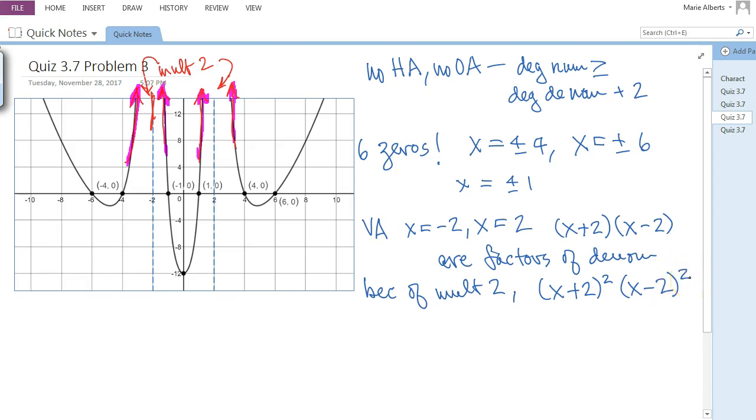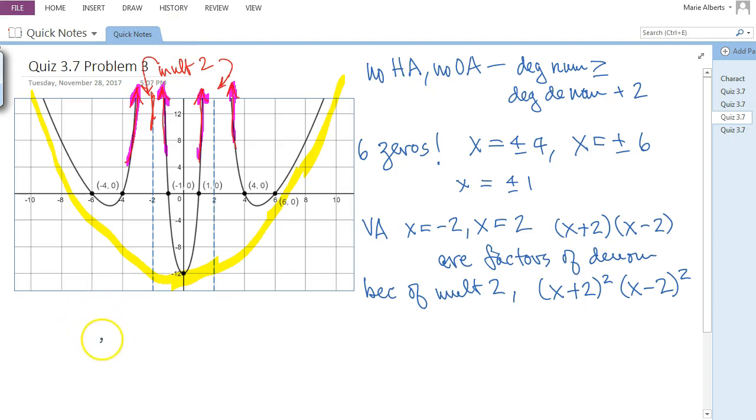Well, that's pretty cool because I have these 6 factors in the numerator, and now I have 4 factors in the denominator. That makes a difference of 2, and that is just enough to give us this shape that is kind of like the shape of a parabola. So, let's write out this much and see how that looks.